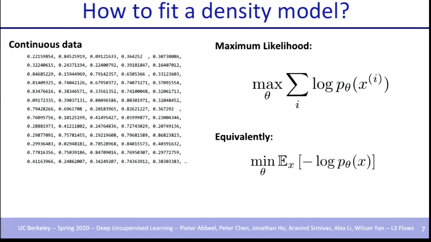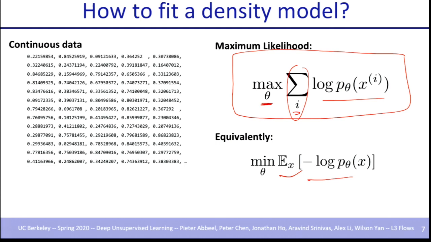So how do we fit a density model? Let's say we get some continuous data shown on the left, so we have 0.221598, 54, and then another number and so forth. We can use the same principle, hopefully, as we saw last time, maximum likelihood estimation. So we look at maximizing, finding a theta that maximizes the sum of the log probabilities of each of the data points. Or equivalently, if you have a minimizer in your framework, which is often the case, you look at minimizing the negative log probabilities, and sometimes we'll write it as an explicit summation over the data. Sometimes this is just an expectation, which is also a summation over the data if it's an empirical expectation, or if you had a ground truth continuous distribution, you would have an integral there. So the objective still looks a lot like what we had before.